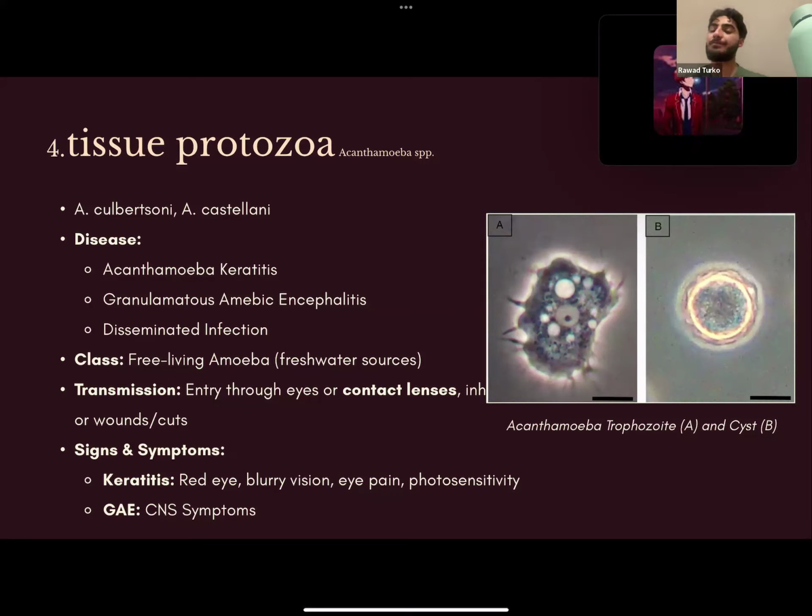Your classic presentation are people who go swimming in freshwater sources and lakes and rivers, and then all of a sudden they develop visual disturbances and stuff like that, and they happen to also be wearing contact lenses during their time in the water. Then this is pretty much acanthamoeba. Okay, so the signs and symptoms you have for keratitis, you can get red eye, blurry vision, eye pain, photosensitivity, so just eye symptoms in general. And for granulomatous amoebic encephalitis, you can get CNS symptoms. Okay, so seizures, confusion, somnolence, all that stuff.